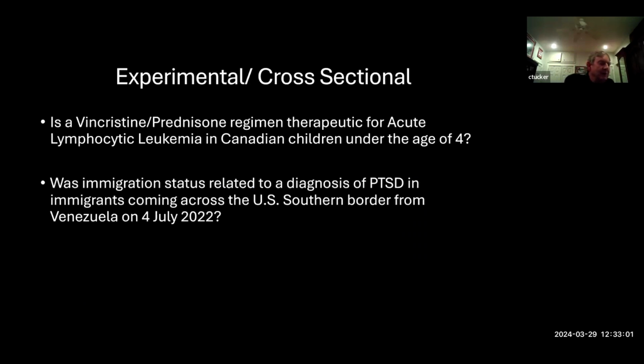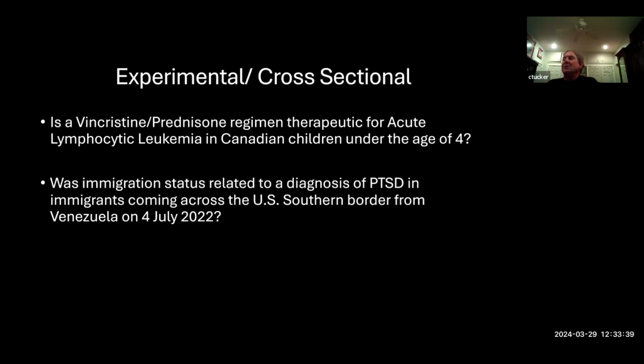Okay, so I just wrote a couple of study questions for several different study types where you would see the EDP formula. Here's one. A vincristine prednisone regimen, therapeutic for acute lymphocytic leukemia in Canadian children under the age of, I think it's 4. Well, okay, what's the exposure? They were exposed to this intervention, right? What's the disease? Acute lymphocytic leukemia. What is the population? Canadian children under the age of 4. So you see EDP formula.